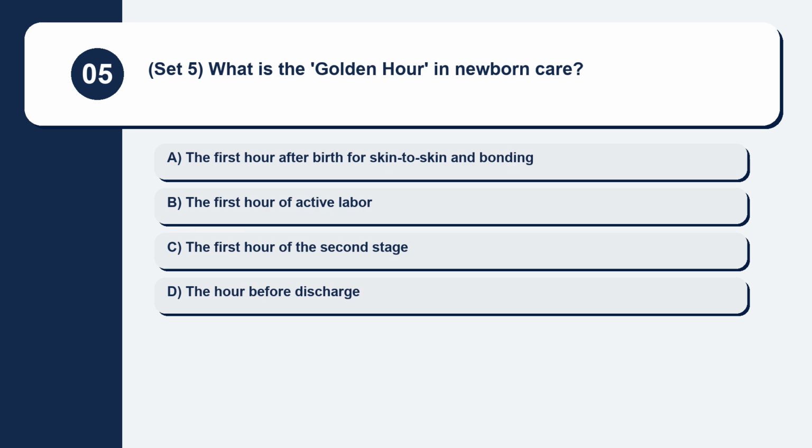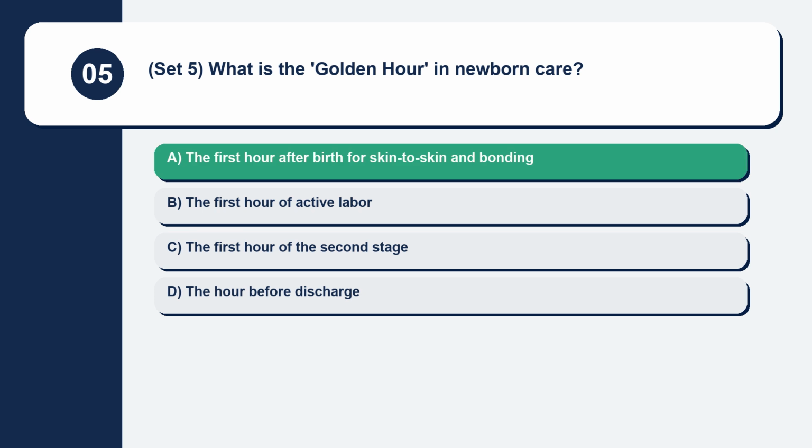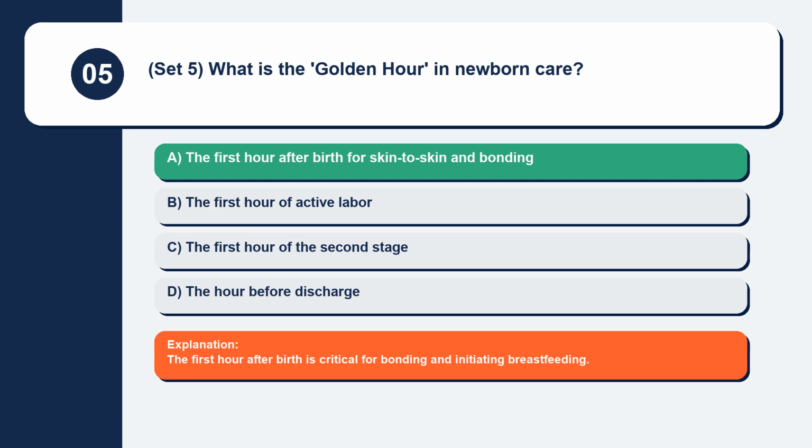Question 5. Set 5. What is the golden hour in newborn care? The first hour after birth for skin-to-skin and bonding, the first hour of active labor, the first hour of the second stage, the hour before discharge. The first hour after birth is critical for bonding and initiating breastfeeding.